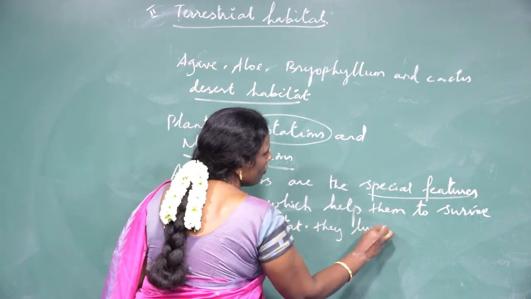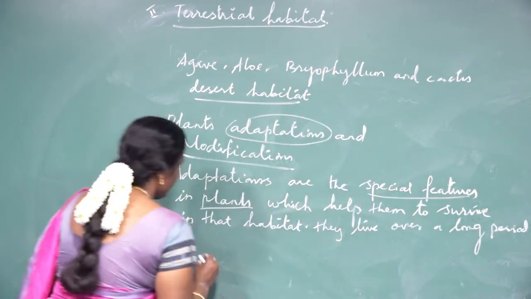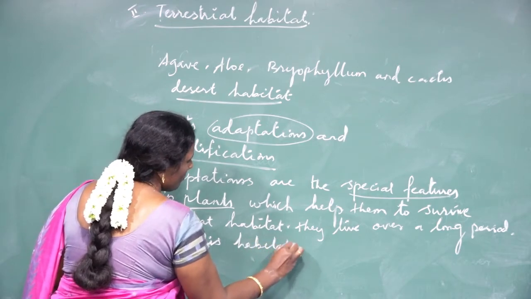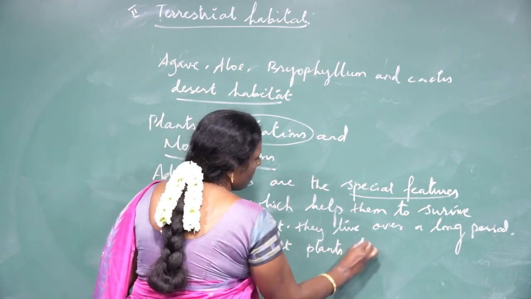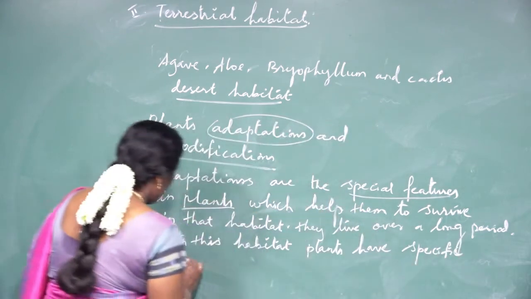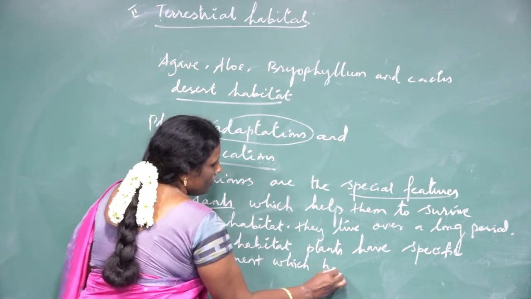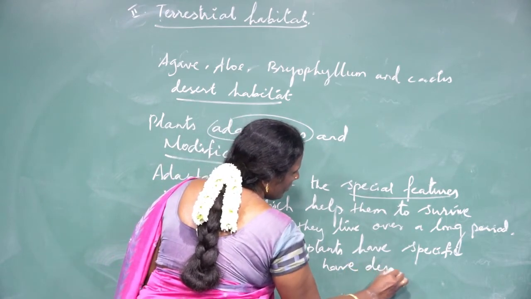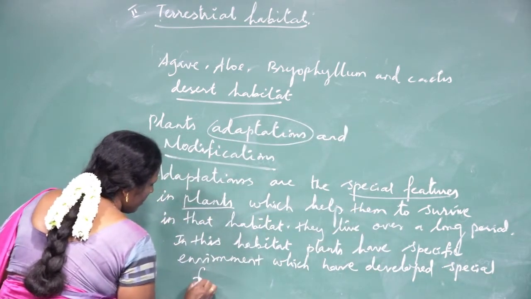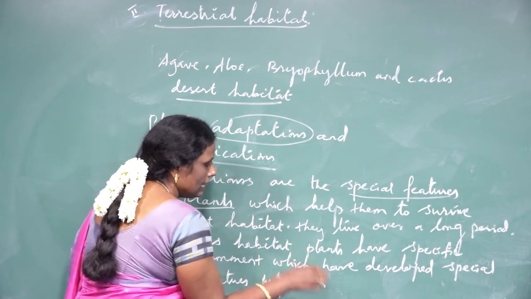They live over a long period in this habitat. Plants have a specific environment, and they have developed special features which help them to grow and live in that particular habitat.